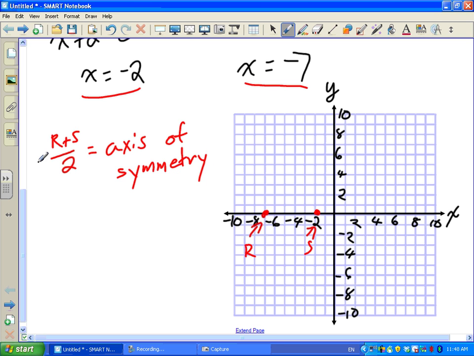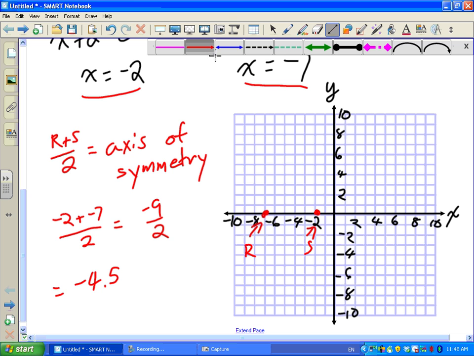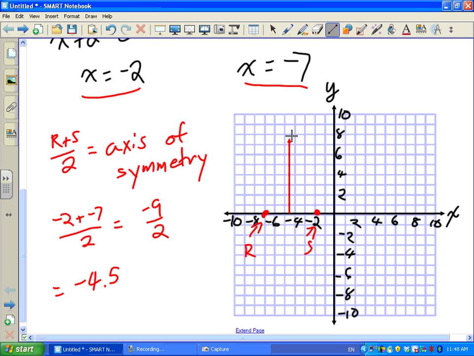So, let's solve this right now. That's going to give us -2 plus -7 over 2, which is equal to -9 over 2, which is equal to -4.5. So we know the axis of symmetry. I won't be able to draw it amazingly, but it's going to be roughly there. Ah, nuts.